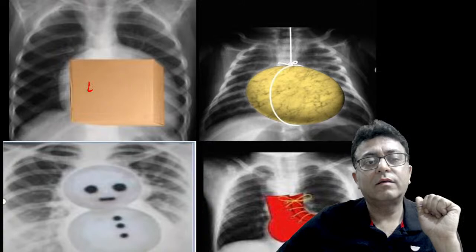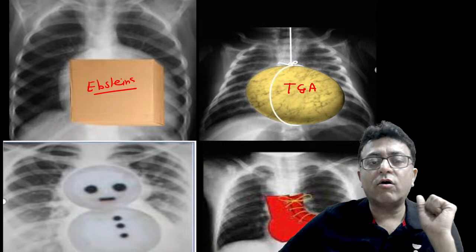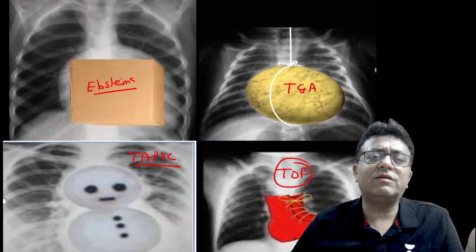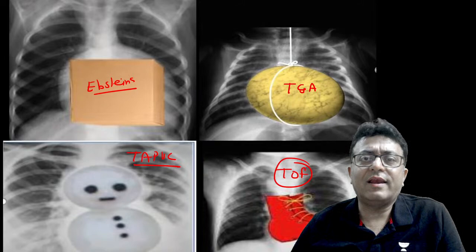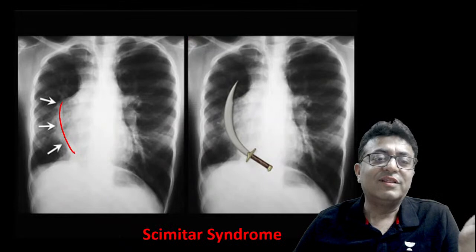Box-shaped heart, Epstein's anomaly. Egg on side appearance, TGA. Snowman or figure of 8, TAPVC. Boot-shaped heart. You can't ignore these questions. They are called universal questions. They can come in any exams. So try to remember these X-rays. And classical is scimitar. If examiner wants to ask more from you, they give X-ray of scimitar. Heart to the right side and you can notice the channel.